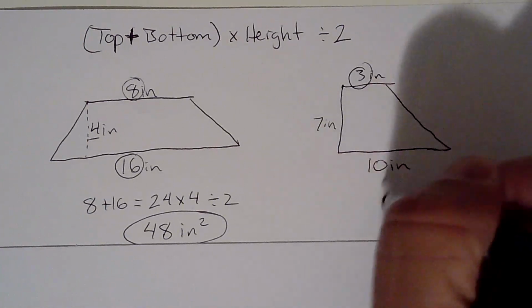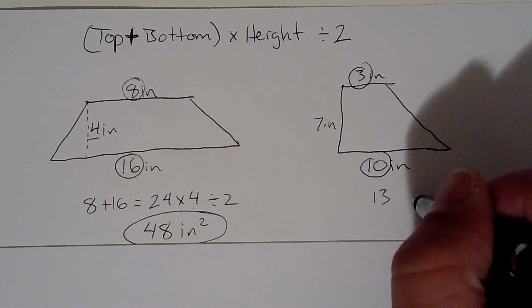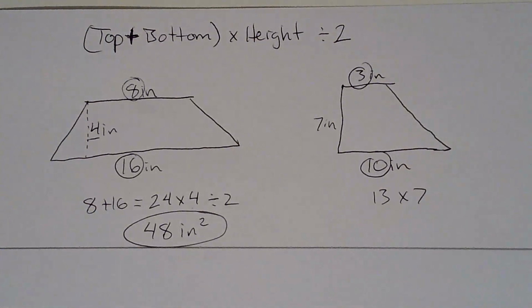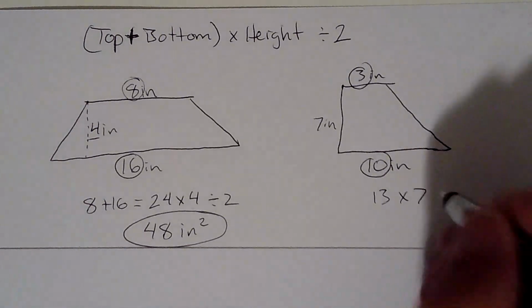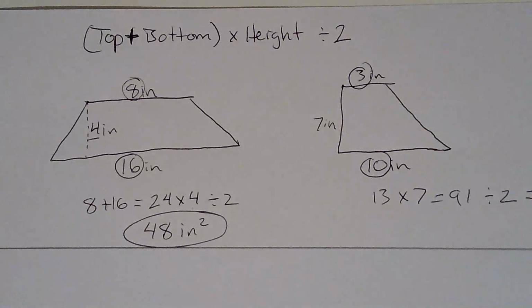Okay, if we do this next one, I'll do the top plus the bottom. So 3 plus 10 is 13. I'm going to multiply that by the height, which is 7. So my calculator will take 13 times 7 is 91. And then I'm going to divide it by 2. Divided by 2 is 45.5 inches squared, since we're dealing with area.